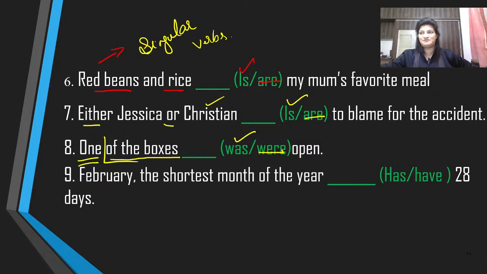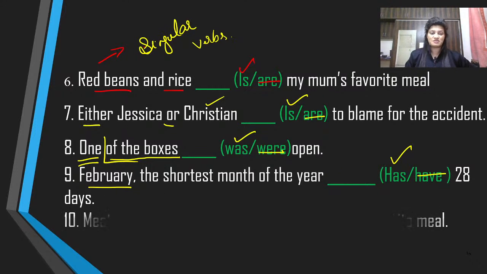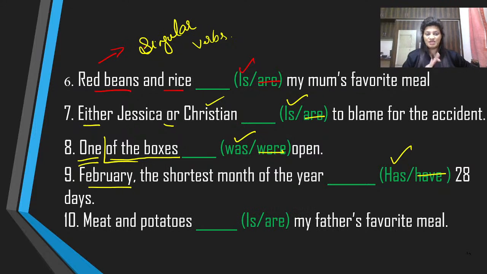Exactly. Question number 9 is, okay, Sejal says has, Ekta says has. Anybody else? Okay, correct. I think you all know the answer to this. It is has, because here the subject is February and we are obviously referring to a singular subject. That's why we get a singular answer.